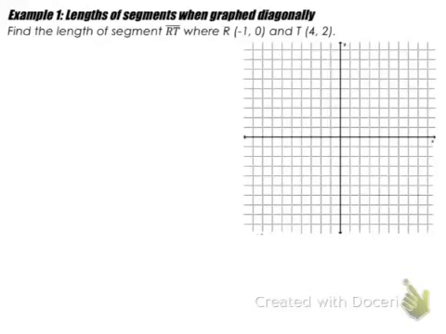In example 1, we're going to use lengths of segments when we graph them diagonally. So finding the length of segment RT, where we know that R is (-1, 0), and T is (4, 2). So on our coordinate plane, we're going to graph R, so we're going to go over 1 to the negative side, and don't go up or down. That's R. So then T is at (4, 2), so at the origin we're going to go over 4 in the positive direction, 1, 2, 3, 4, and then up 2, and there's T.